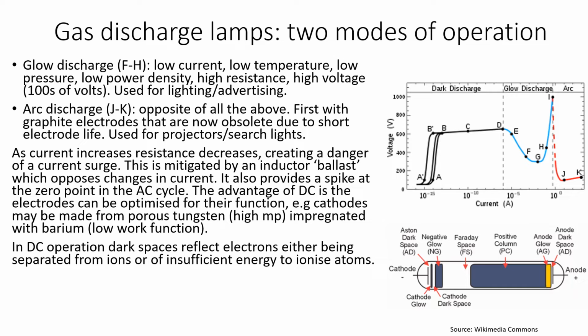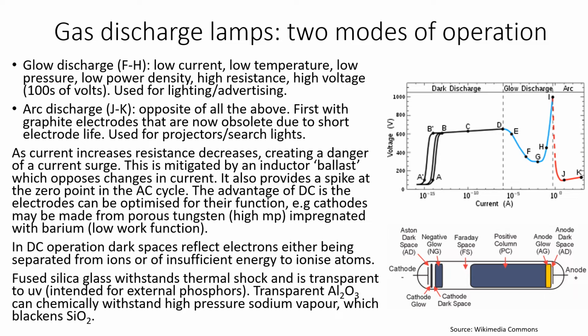And then looking at this picture at the bottom right there, we've got these dark spaces, and so this could reflect the fact that, if you like, the ions and the electrons are somewhat separated, or perhaps if the electrons don't have sufficient energy to ionize the atoms, that could account for it as well.